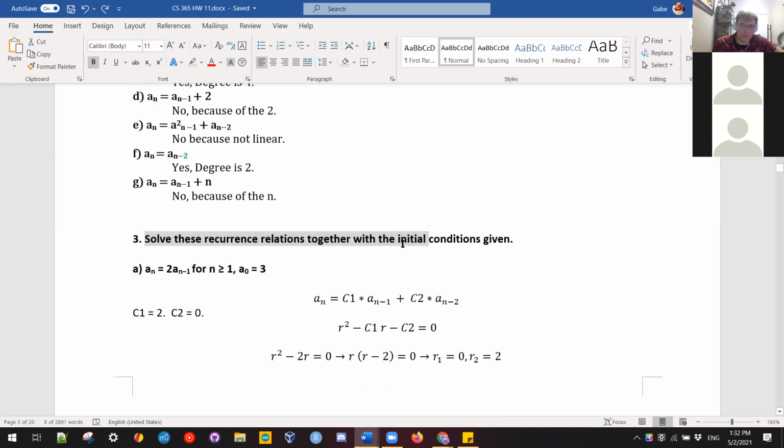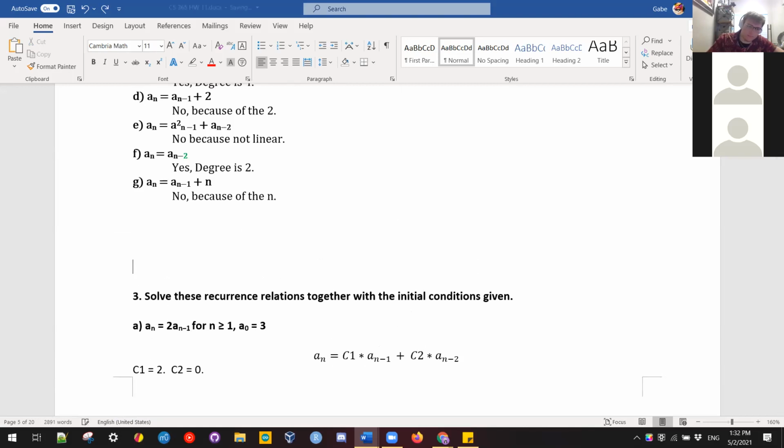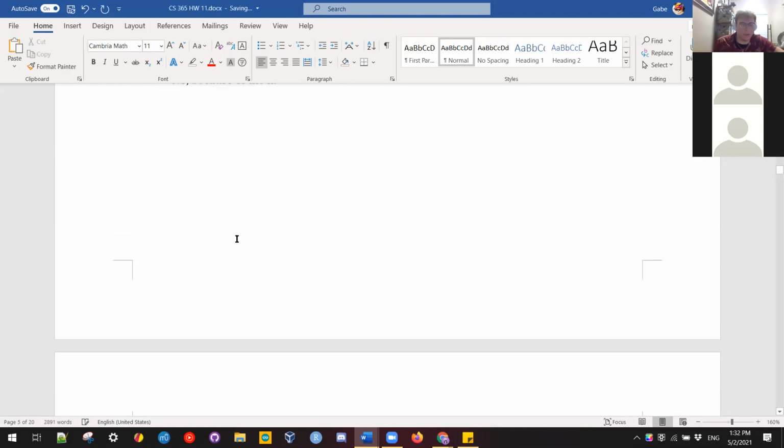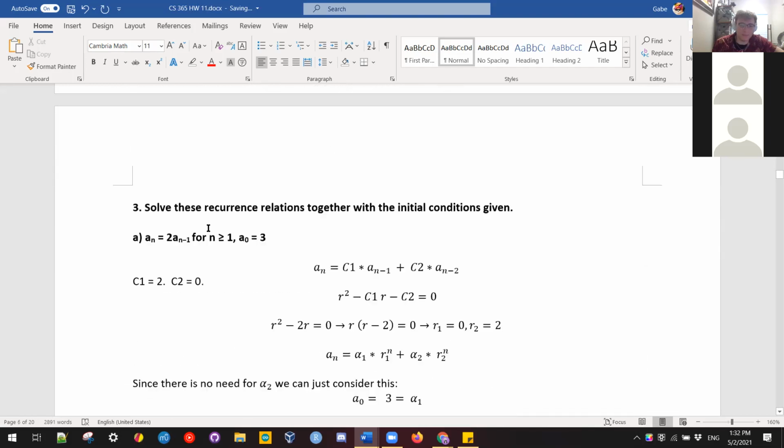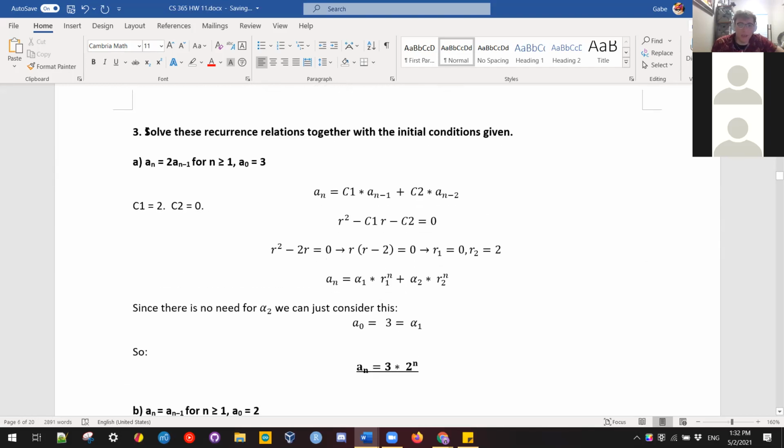Solve the recurrence relations. Okay, so together, this was the characteristic equations. I think a lot of these, wasn't there? Oh yeah, there were a ton. Number 3 had a lot of parts. Yeah. Solve the recurrence relation together with the initial conditions given.